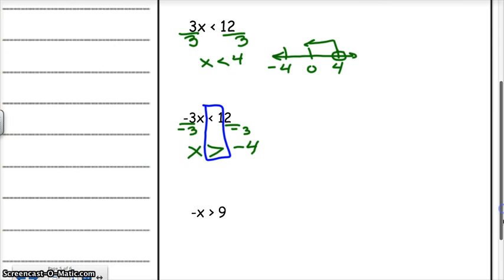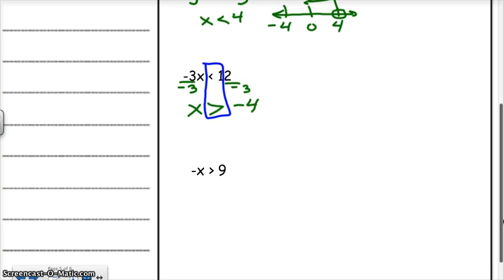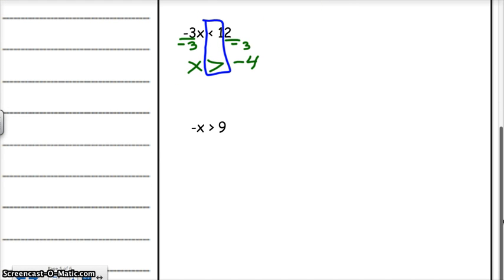Negative x is bigger than 9. Would I MD&F it? Yes, I would, because this is like negative 1 times x. Divide by a negative, flip the inequality, negative 9. Notice that my inequalities are flipped.